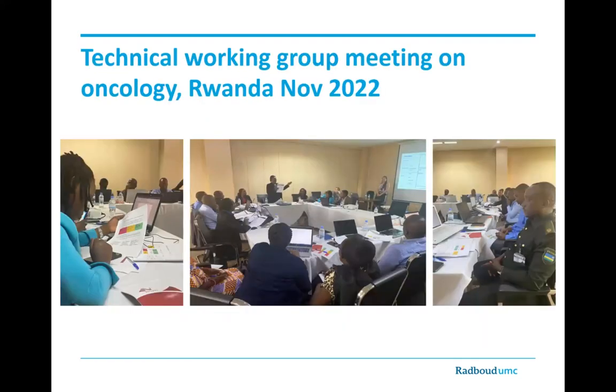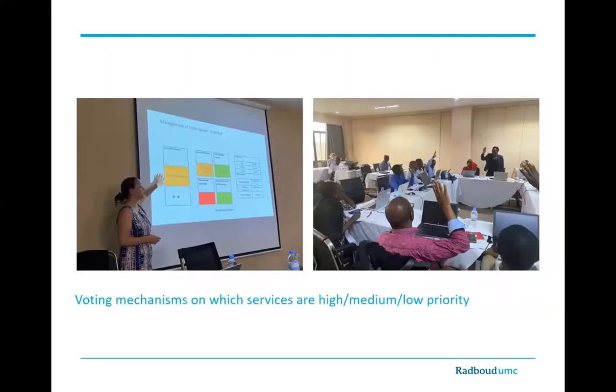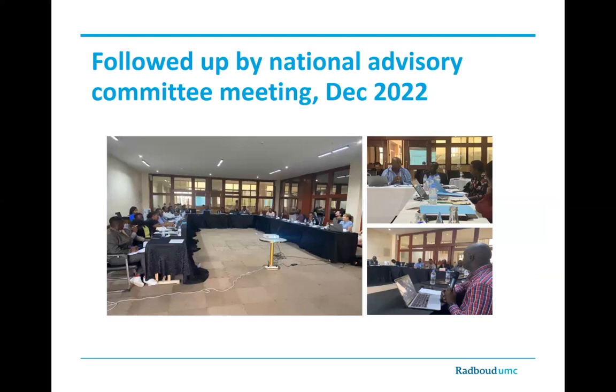I'm going to finish with a number of images from work in Rwanda. So these are discussions in the technical working group on oncology. You see a voting mechanism in a technical working group on which services are high, medium, or low priority. So on the basis of cost effectiveness plus the other criteria. This is then followed up by a National Advisory Committee last December, where all these recommendations from the oncologists will be interpreted within the budget constraints.